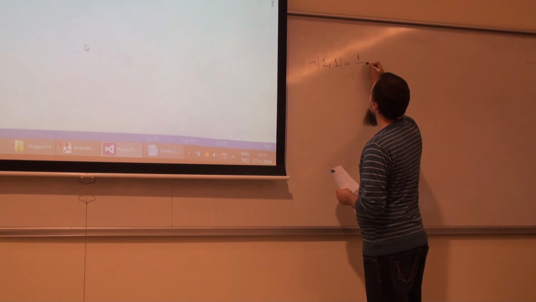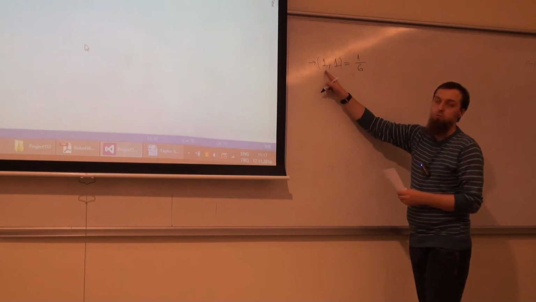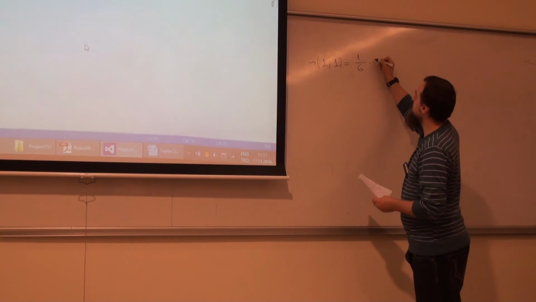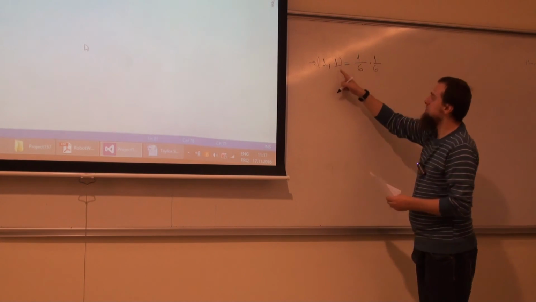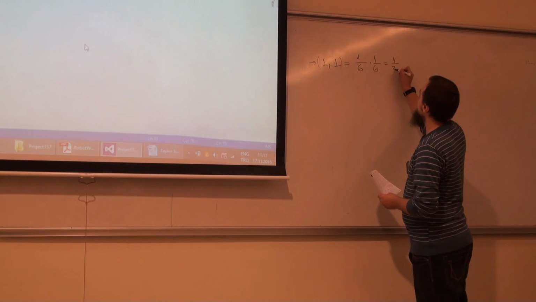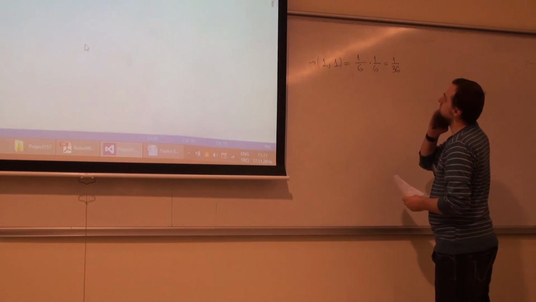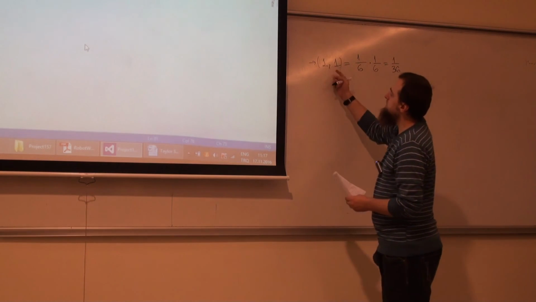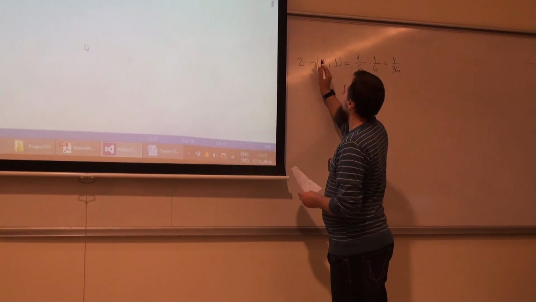What was the value? 1 over 6 in order to get 1 from the first dice, multiplied by 1 over 6 in order to get the 6 from the second dice, and this is 1 over 36. So far, so good. 1 plus 1 is 2. Okay.